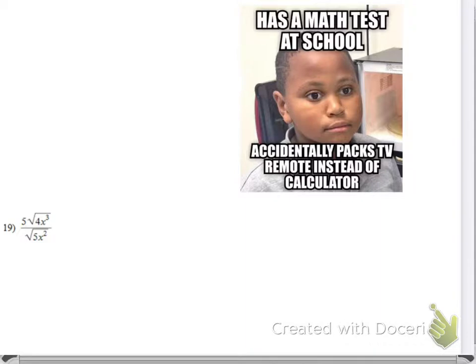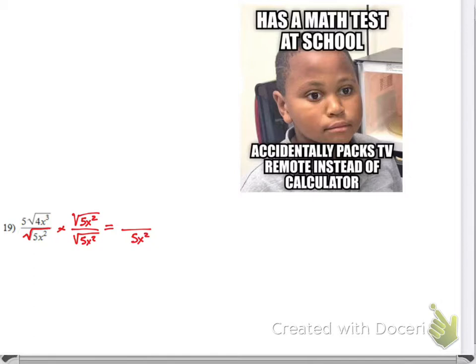All right, 19. So at 19, we've got this radical underneath. We don't like that. So we're going to multiply everything underneath the radical. So 5x squared, radical 5x squared, okay? And then what that's going to equal is on the bottom, it just gets rid of the radical sign. So we're going to have 5x squared on the bottom.